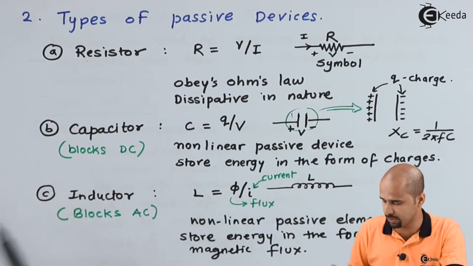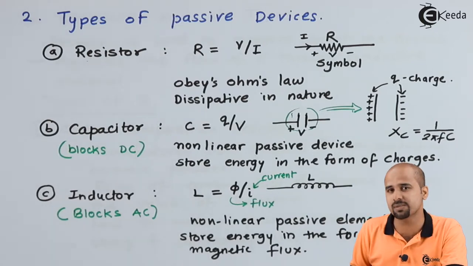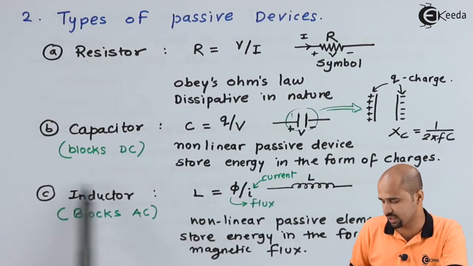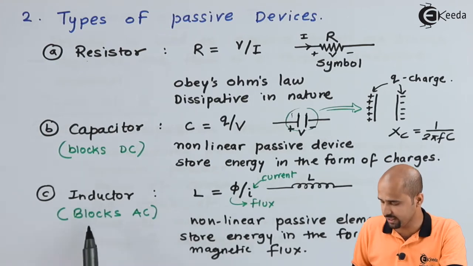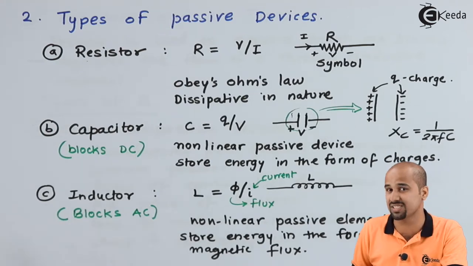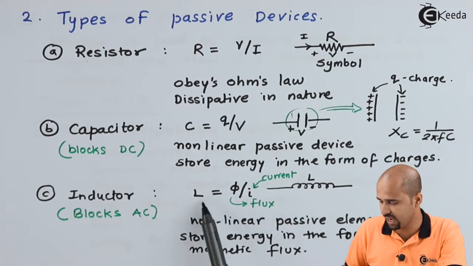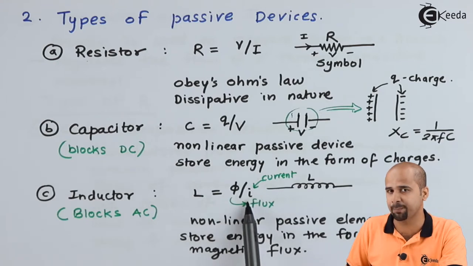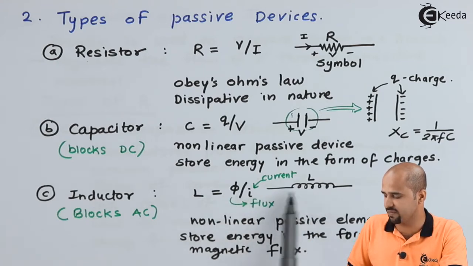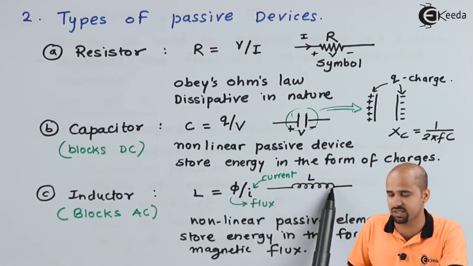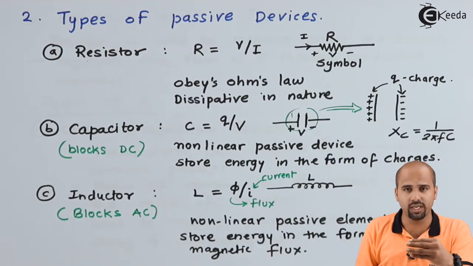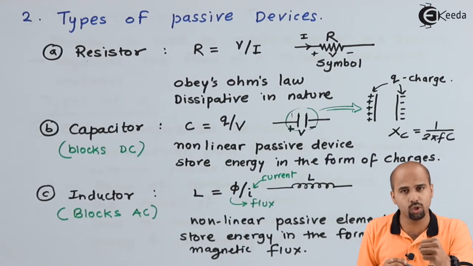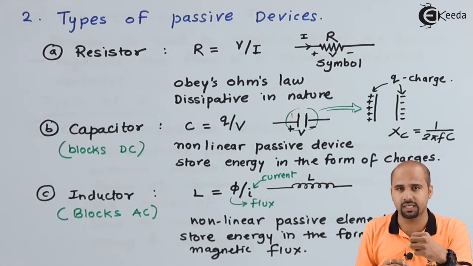Understood? Very simple. Now we will move towards the next passive device, that is the inductor. Unlike a capacitor, an inductor blocks AC and allows DC to pass. How? Let's see. L is equal to flux phi divided by current I. This produces magnetic flux inside this particular coil, which is like a solenoid.